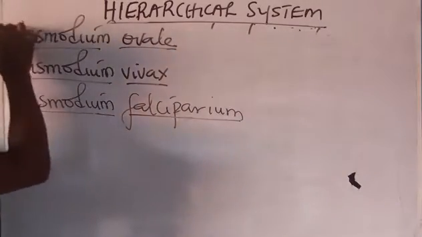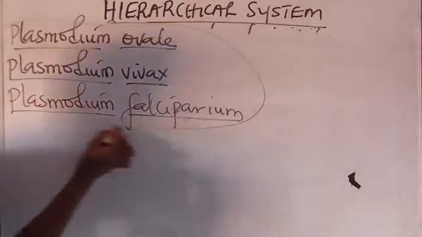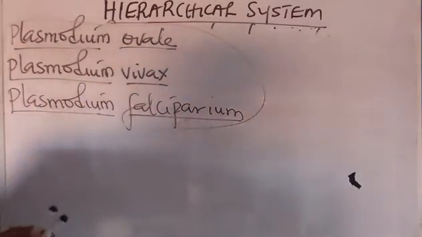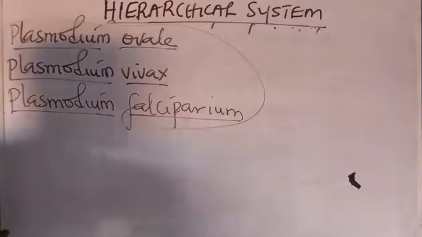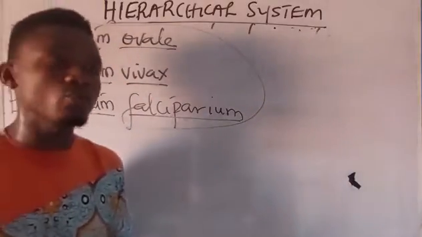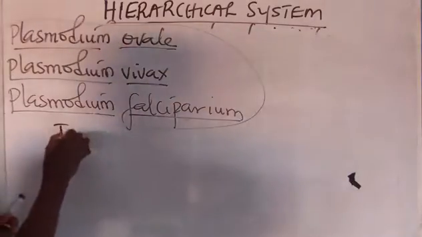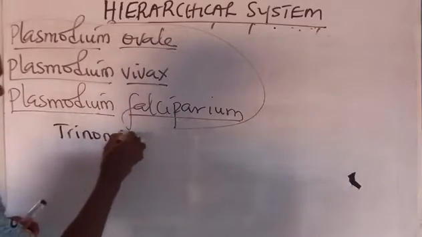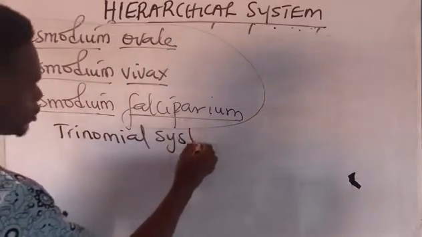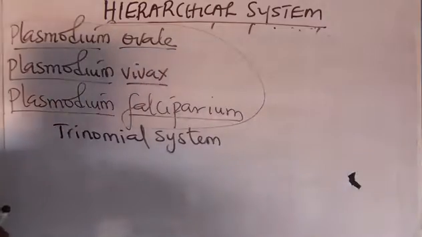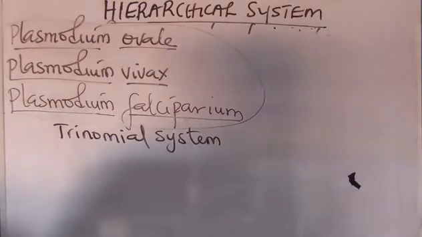So these are different species of Plasmodium. You see they have two names: binomial system of nomenclature. There is also the trinomial system of nomenclature, in which an organism has three names.